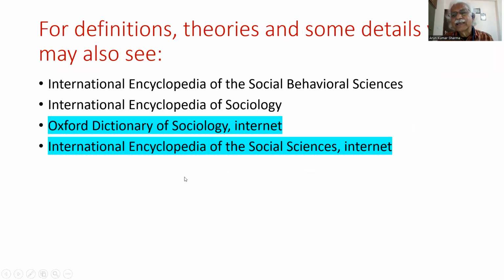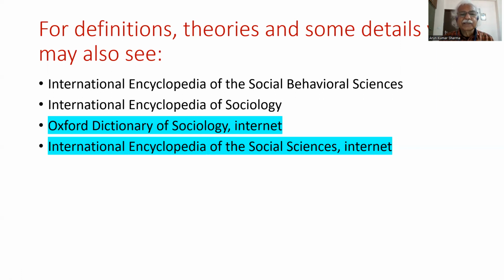I would say that in addition to textbooks or reference books in sociology, it will be good if you go through the International Encyclopedia of the Social and Behavioral Sciences, the International Encyclopedia of Sociology, and the Oxford Dictionary of Sociology, which is available on the internet. It's freely available. The International Encyclopedia of the Social Sciences is also freely available on the net.